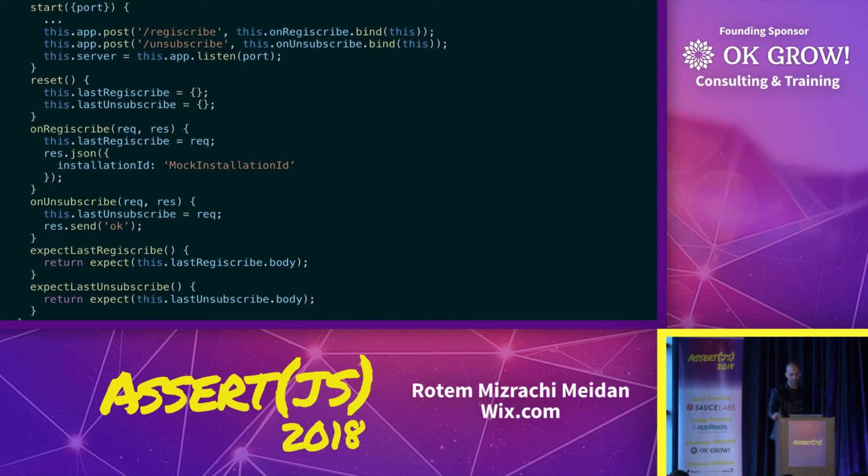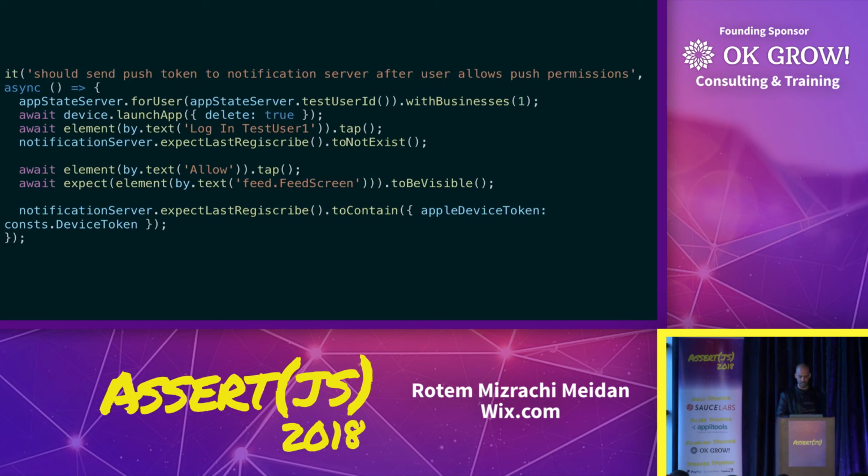Another method that is worth mentioning is testing the application output by gathering requests going out of the application and running the expectations on the mock server itself. So in this case, we see a simple notification server that records registry and unsubscribe requests. And by triggering the application to send those requests, we can make sure that they're being sent correctly. So launching the app from a fresh install, then logging in and checking that the server still didn't get the device token. Then clicking allow inside the app, and this should send the registry request to the server, and then we validate on the server that we got the token in the registry request.